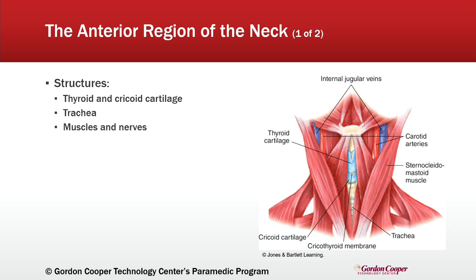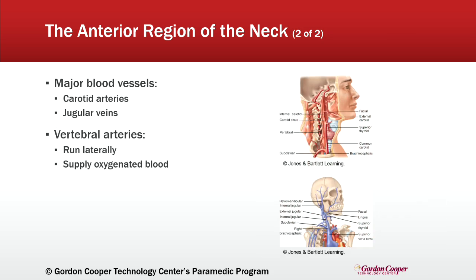The main structures in the front of the neck include the thyroid and cricoid cartilages, the trachea, and the many muscles and nerves, along with a few vessels that sneak in there on the sides as well. The main blood vessels are the internal and external carotid arteries and the internal and external jugular veins. The vertebral arteries run along the sides of the cervical vertebrae in the back of the neck, and injury to any of these major blood vessels can lead to cerebral hypoxia and infarction, air embolism, and even permanent neurological damage.